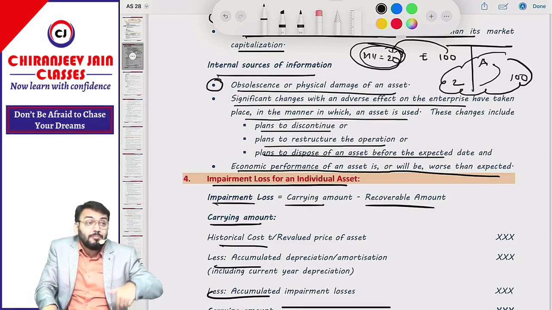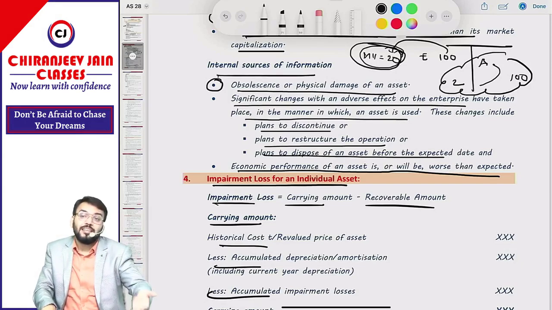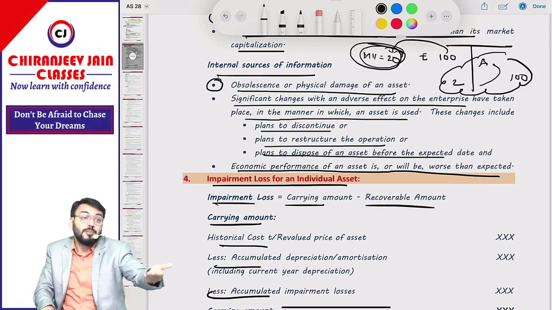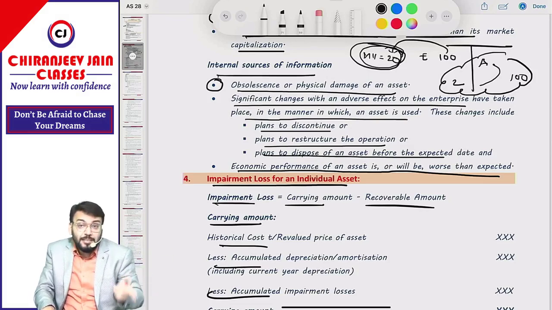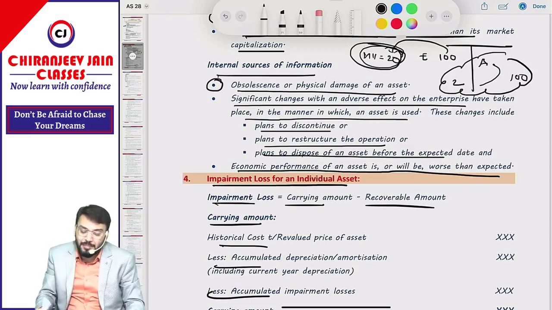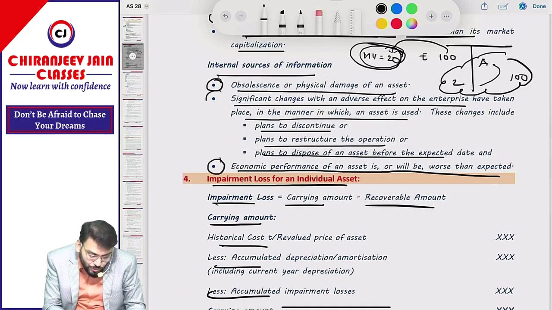So sometimes your economic performance of the asset is worse than expected. It means you are expecting 10,000 units, but you are producing only 1,000 units. It means something happened to the asset. So the asset requires what? Impairment testing. So these are all internal sources of information.